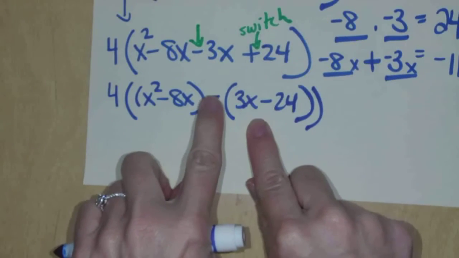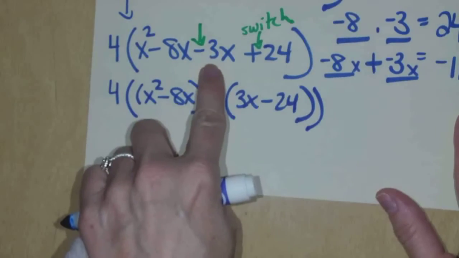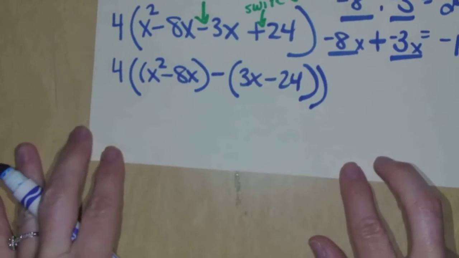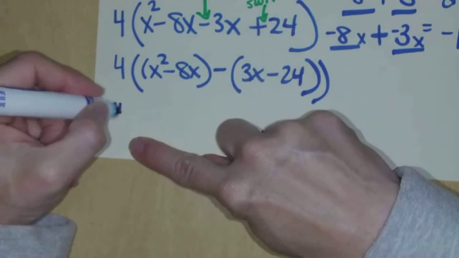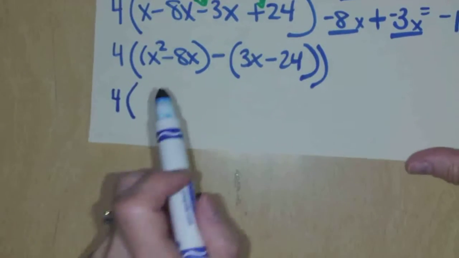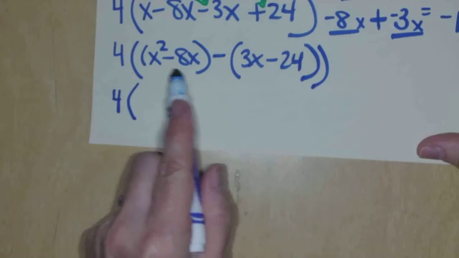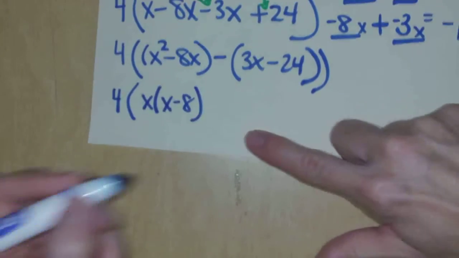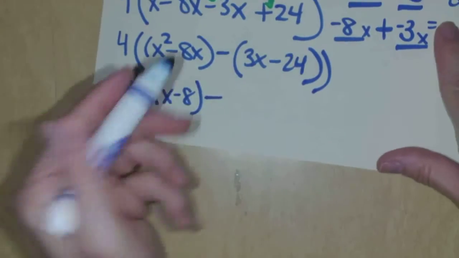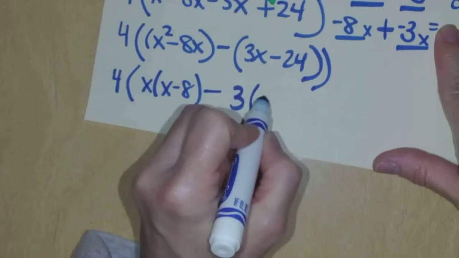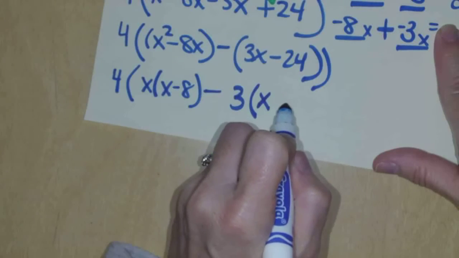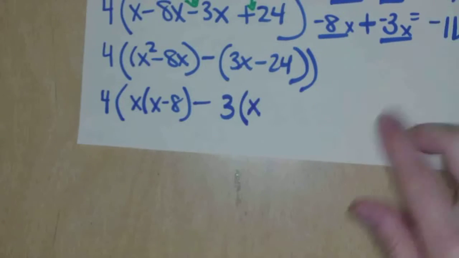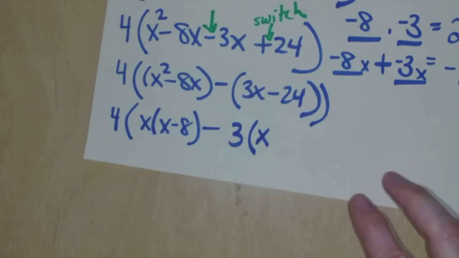When you distribute back, negative times 3x is negative 3x. Negative times negative takes me back to positive 24. Okay, so bring my 4 down. Now, GCF, here we go. The GCF in here is just going to be an x, and I'm left with x minus 8, minus GCF here, 3, and I'm left with x, what am I doing? Wait a minute. Minus 8.